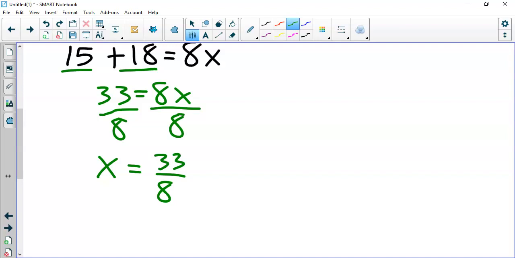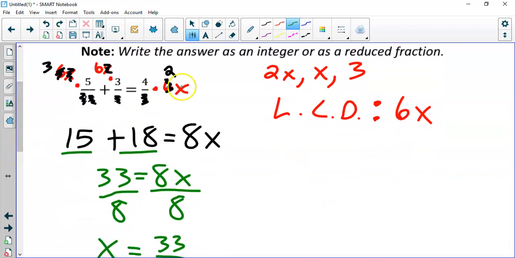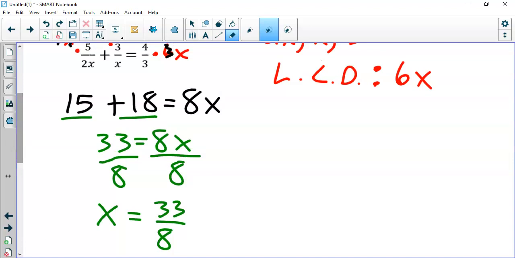Into the x, but which x do we really care about? The ones where? We want the x's in the denominator. Because remember, we don't want the denominator to be what number? 0. That's why we check it. We need to make sure that our answer of 33 over 8 doesn't give us a 0 in the denominator. Because if it gives us a 0 in the denominator, throw it out.